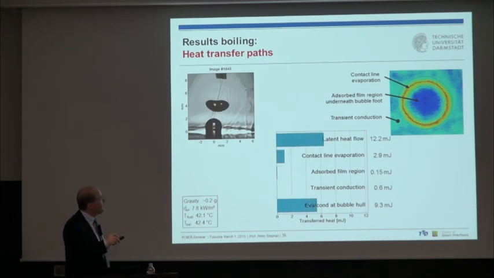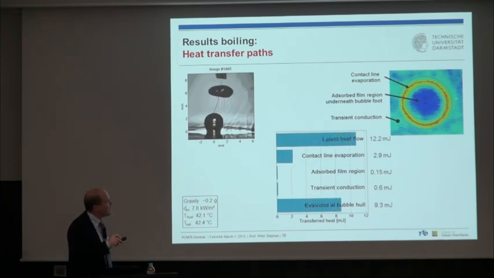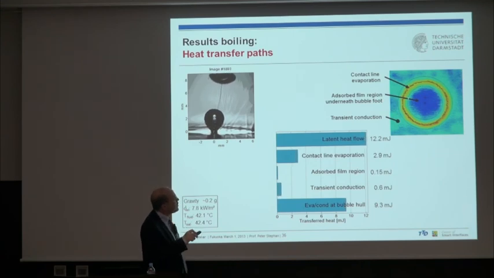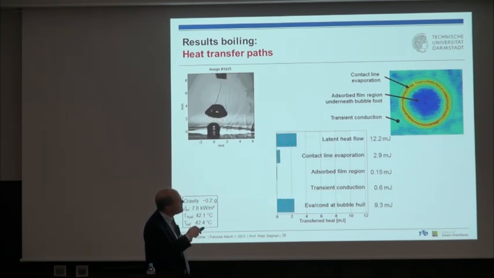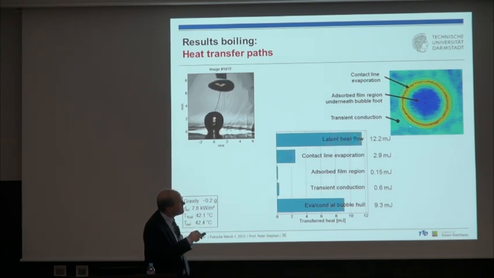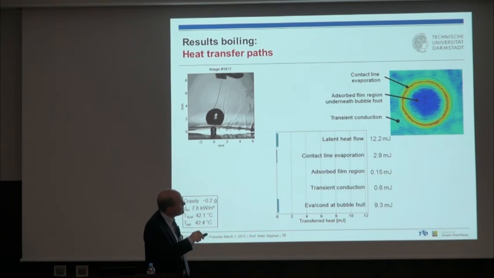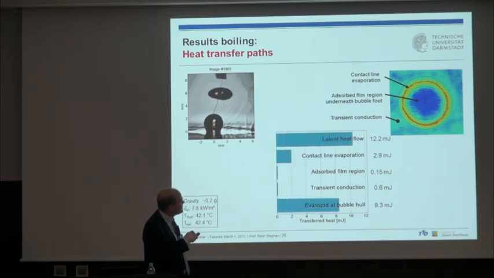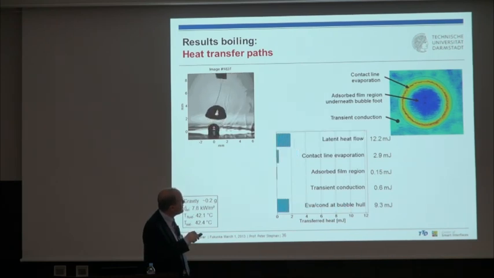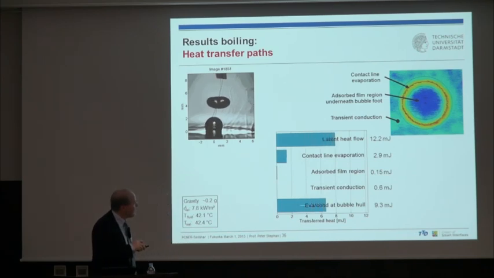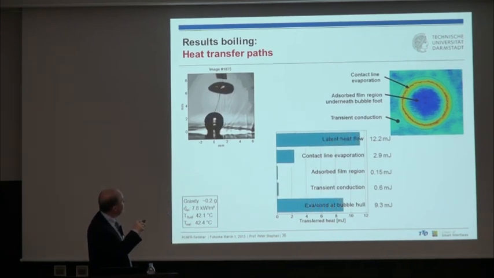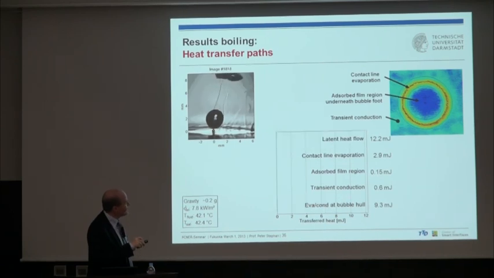Again, if I plot here, of course, I have to define the contact line influenced area, and we define it just by giving it a certain size between these two lines. Here's the contact line, and we integrate between these two lines. If we take this integrated heat flux, we see this here is the contact line evaporation. This is the latent heat flow in total. And this here is the evaporation and also condensation at the bubble hull. And of course, if you add this and this, it gives the total latent heat flow.